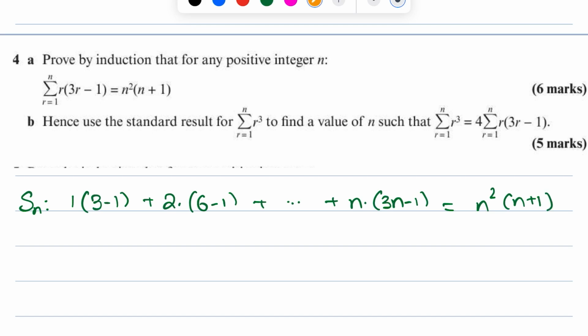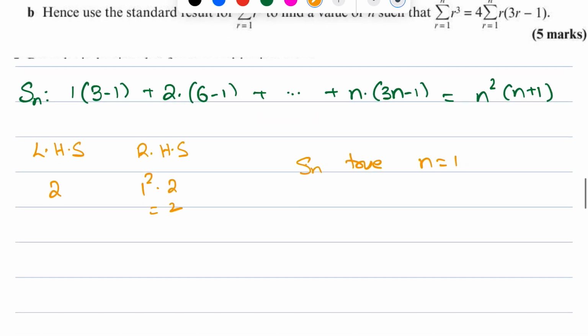Now take n equals 1. Left hand side becomes 2. Right hand side, plug in n equals 1: 1 squared times (1 plus 1) is 2, that equals 2. So therefore the statement is true for n equals 1. Now our assumption: 2 plus 2 times 5, 10, and so on till k times (3k minus 1) equals k squared times (k plus 1).